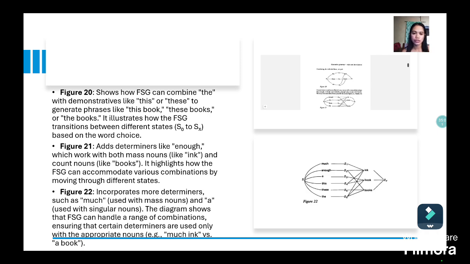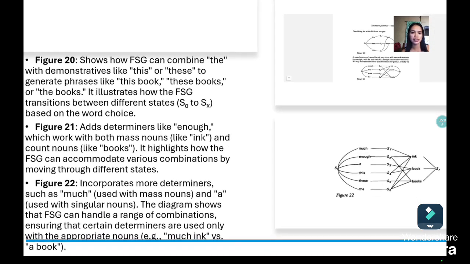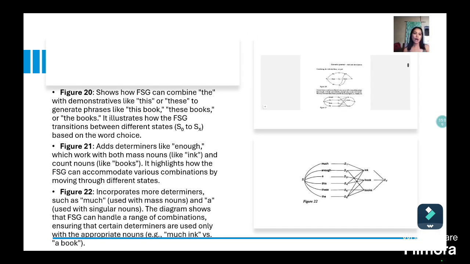So in figure 20 and 21, the figure shows how finite state grammar can combine the word the with demonstratives like this or these to generate phrases like this book or the books. It illustrates how the finite state grammar transitions between the different states, S2, S3, to SX, which is the final state based on the word choices. Figure 21 adds determiners like enough, which work with both mass nouns like ink and count nouns like books. It highlights how the finite state grammar can accommodate various combinations by moving through different states.